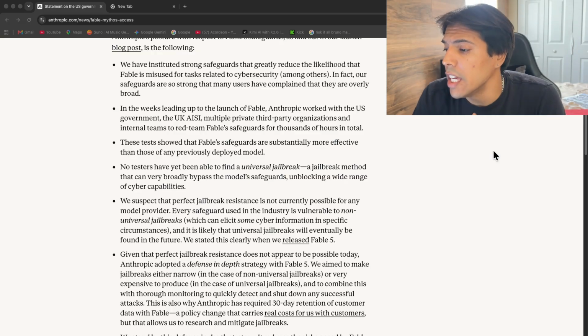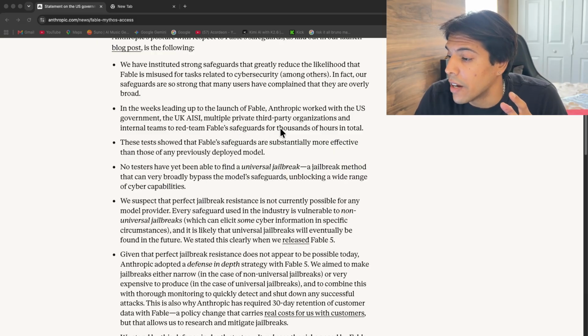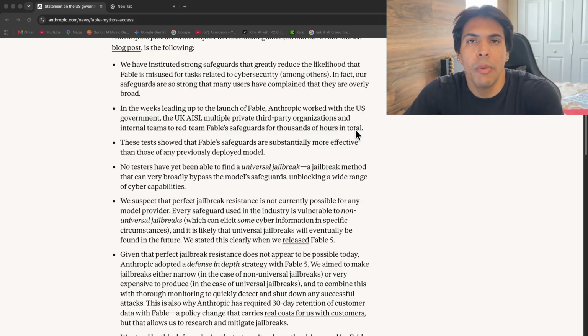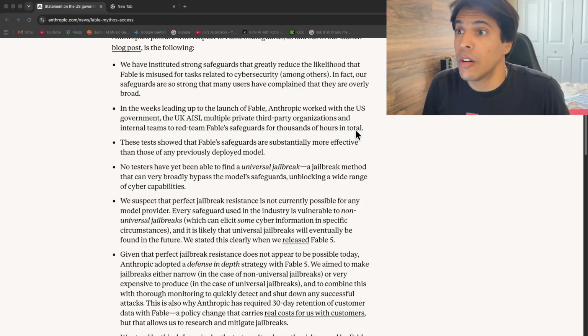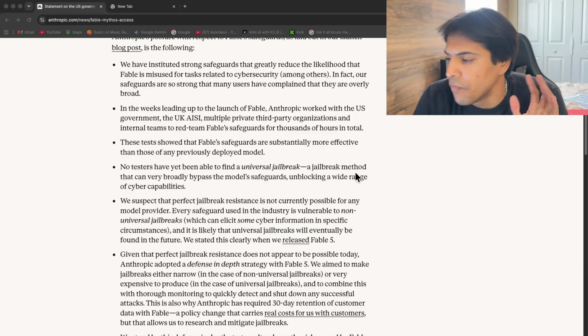But let's keep going. In the weeks leading up to the launch of Fable, Anthropic worked with the US government, the UK AISI, multiple private third-party organizations, and internal teams to red team Fable's safeguards for thousands of hours in total. Okay, that's good. We've been involved with everybody, so we can all be on the same page and be like, yo, check this, what is going on. If something fails, everybody's on the same page, right? These tests show that Fable's safeguards are more effective than those in any previously deployed models. Bet. That's good.